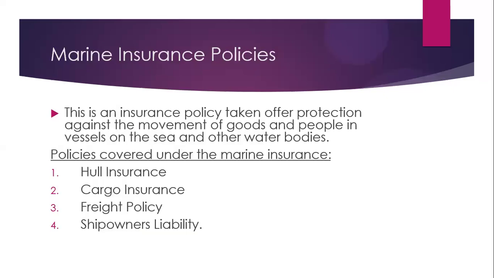And there are several policies under this insurance. The first one is the hull insurance. This is when policies are taken to cover any damage to the vessel. So if any part of the ship undergoes any kind of destruction, and the ship owner has taken the hull insurance, the marine insurance will cover the loss of that part of the ship. So if maybe the anchor of the ship gets damaged, as long as you are under the marine insurance, you'll be compensated.